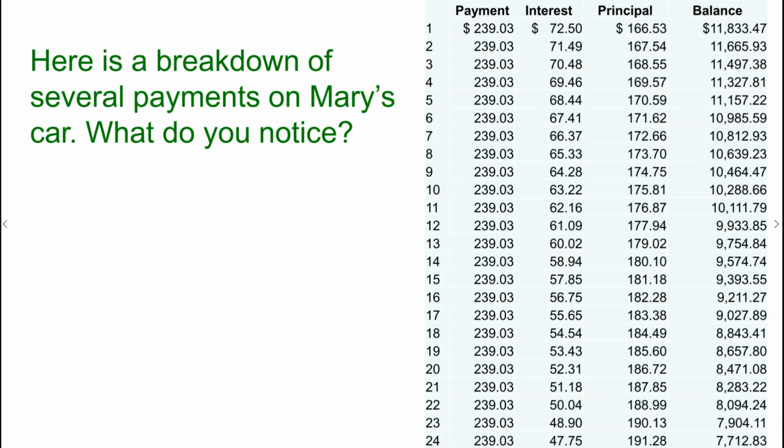If you look at the interest plus the principal for any one payment, it always adds up to $239.03. So every payment's made up of the principal amount and the interest amount, and our balance decreases based on the amount of principal paid. You could check this out. If you took $11,833.47 and subtract the amount of principal for the next one, then you get the $11,665.93, and so on. And that's how it breaks down.